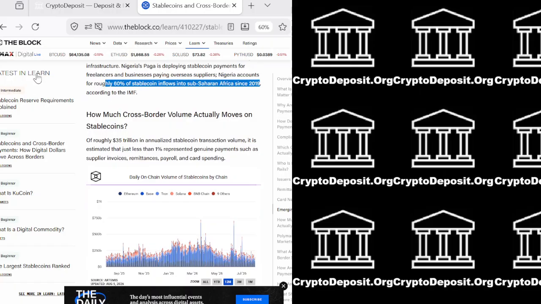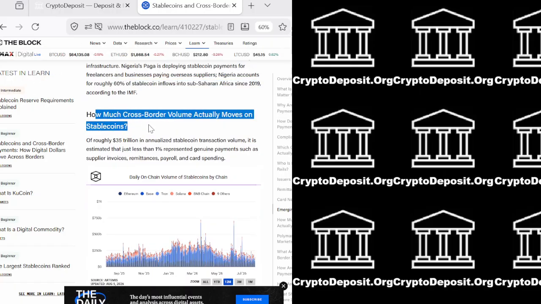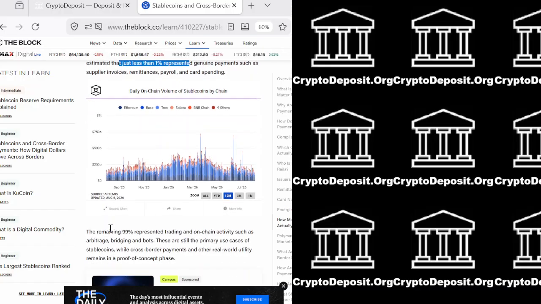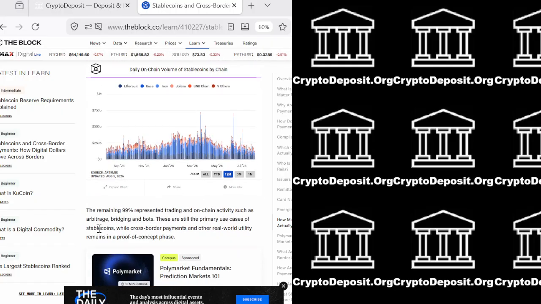So how much cross-border volume actually moves on stablecoins? It says here, of roughly $35 trillion in annualized stablecoin transaction volume, it is estimated that just less than 1% represented genuine payments such as supplier invoices, remittances, payroll, and card spending. The remaining 99% represented trading and on-chain activities such as arbitrage, bridging, and bots. These are still the primary use cases of stablecoins, while cross-border payments and other real-world utility remains in a proof of concept phase.